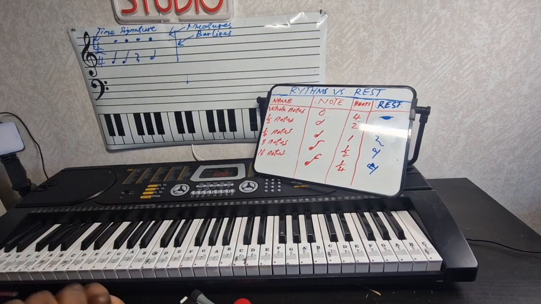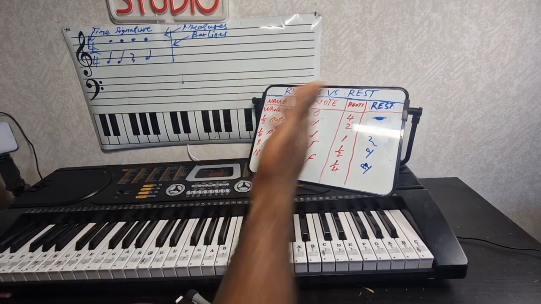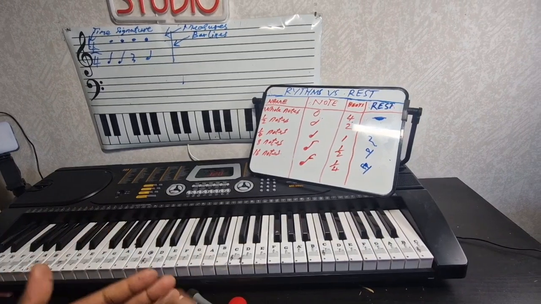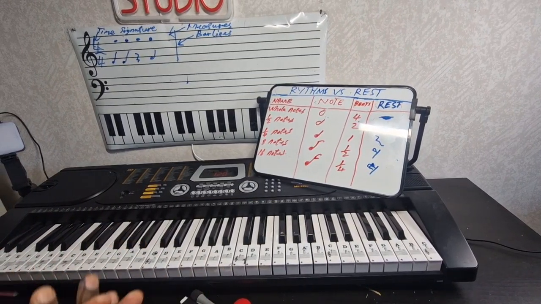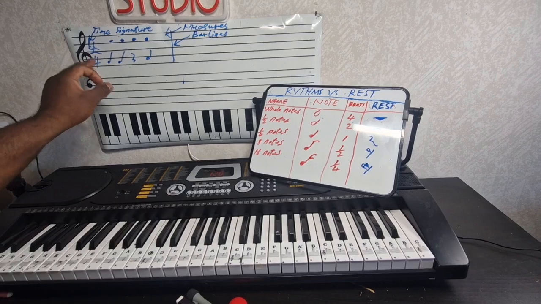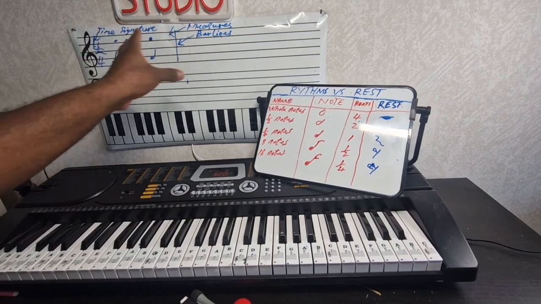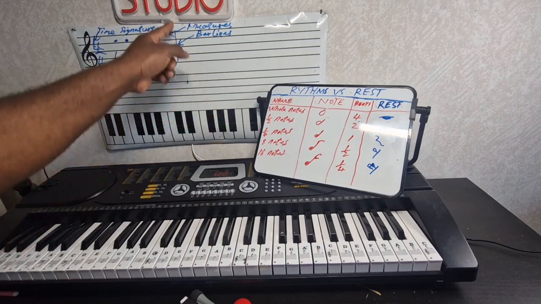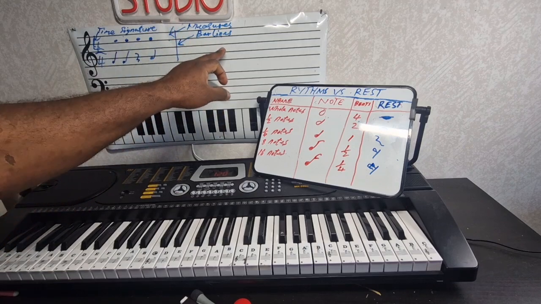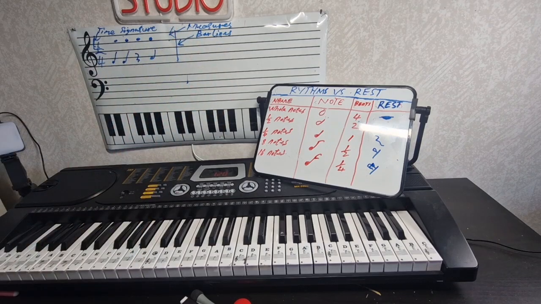So that's how it's played, guys. And this is the difference between rhythms and rest. Okay, rhythm and rest. You have the time signature, and you have the number of rhythms, and you have this space called the measures, which has the sequences of how music is written, and it's separated by what we call the bar lines.